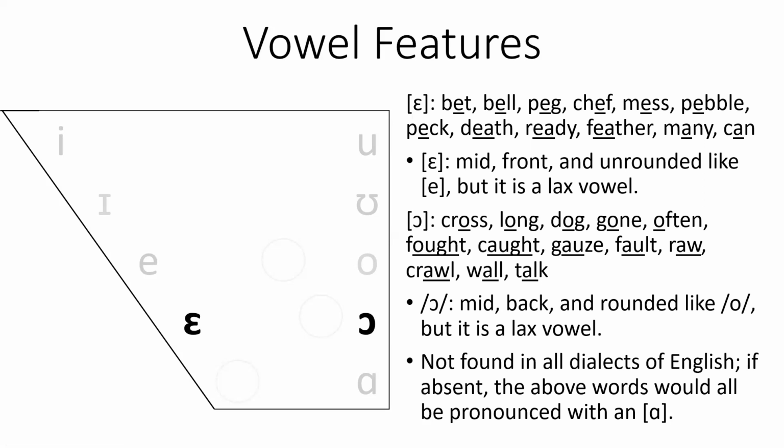Now again, as we've talked about, not everyone has an aw. In fact, some people in this class don't have an aw sound in their English. In that case, they have an ah. So perhaps these pronunciations sound more natural to you: cross, long, dog, gone, often, fought, caught, gauze, fault, raw, crawl, wall, talk. So talk in that case would be pronounced the same as like TikTok, right?